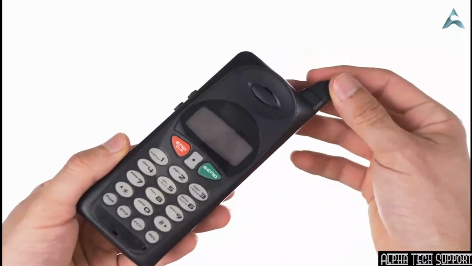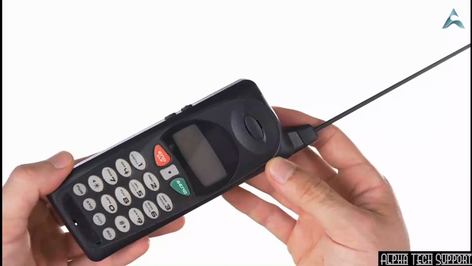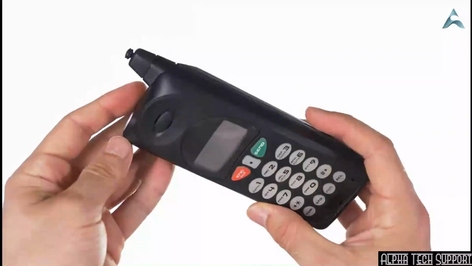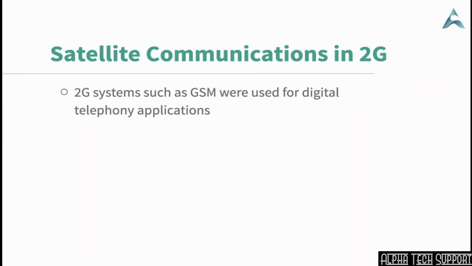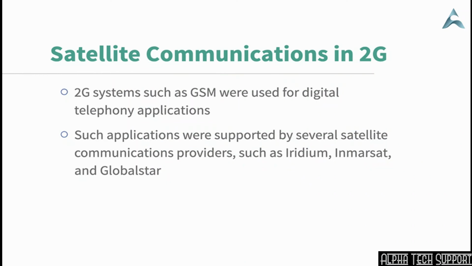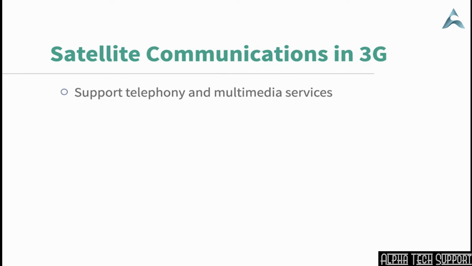Satellite communications have been used in previous generations of mobile telecommunications technologies, such as 2G, 3G, and 4G. Back in the 1990s, 2G systems such as GSM were used for digital telephony applications. They were supported by several satellite communications providers such as Iridium, Inmarsat, and Globalstar. With the deployment of 3G systems around 2000, new satellite communications emerged to provide not only telephony service but also multimedia applications. Example satellite systems include the Inmarsat Broadband Global Area Network, BGAN, which can support 144 kilobits per second and a higher bandwidth for multimedia data transmissions.